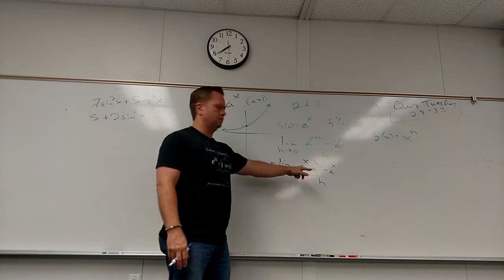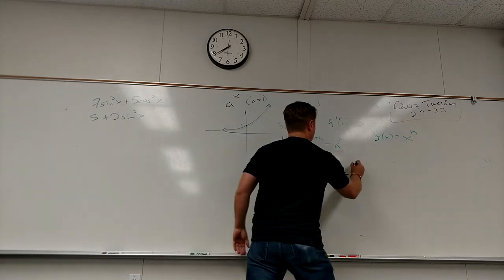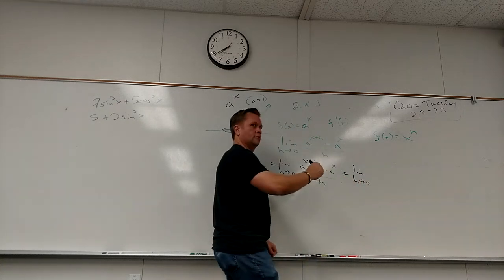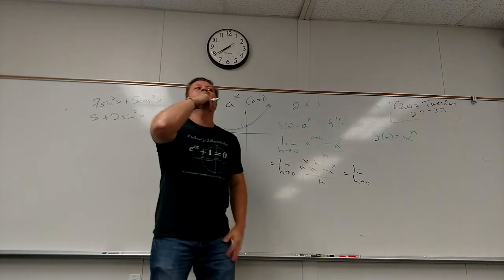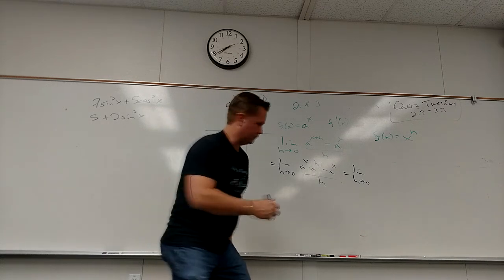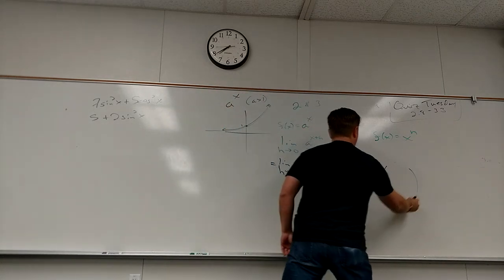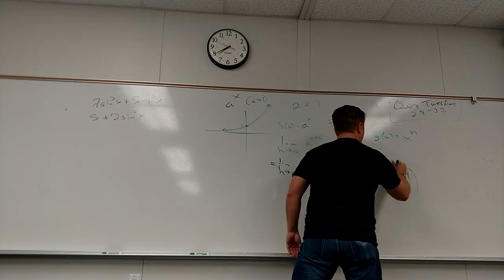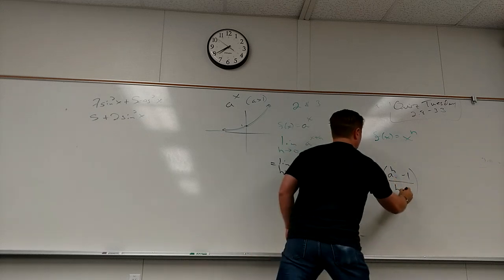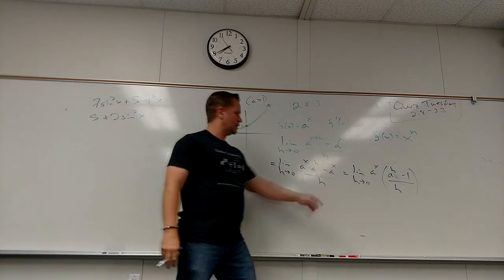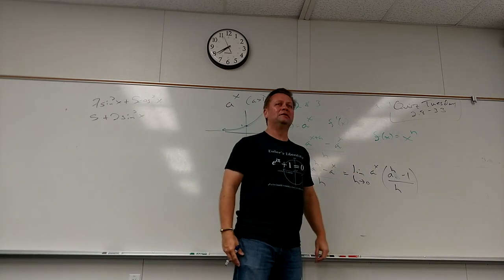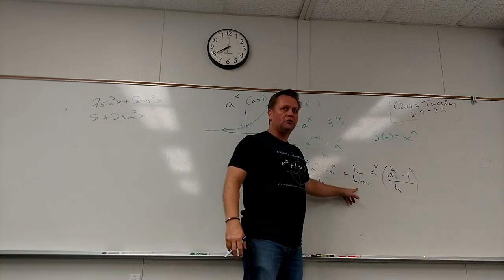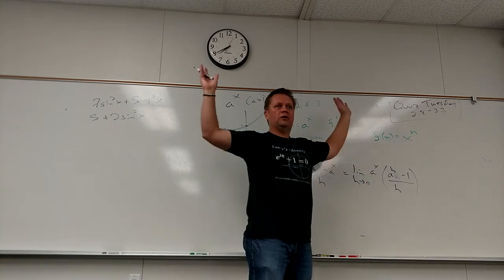And then what can I do at the top? What comes out of the top? A to the x. And what's left? A to the h minus 1, all over h. What's the limit as h goes to 0 of a to the x? Yeah, it's not reactionary to h at all, right? It doesn't care what h is doing, so it's just a to the x.